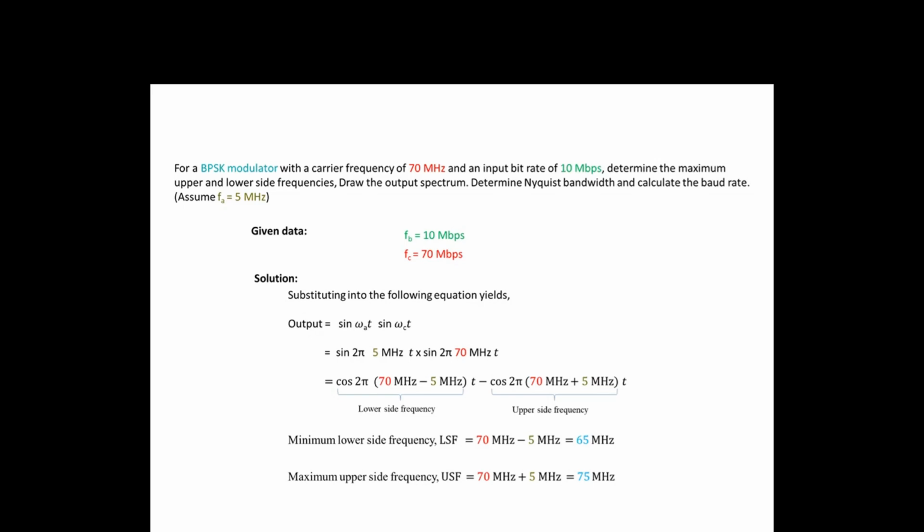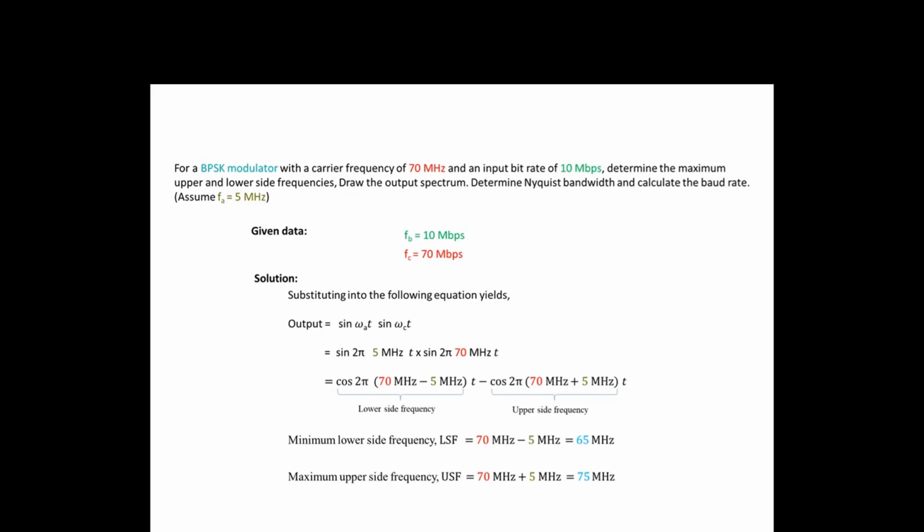Then, what are the given data? We have the carrier frequency FC and input bit rate 10 Mbps. Solution: substituting these values in the output equation. The output equation is sine of omega a t into sine of omega c t, where omega c is the carrier component and FA is given as 5 MHz, right?